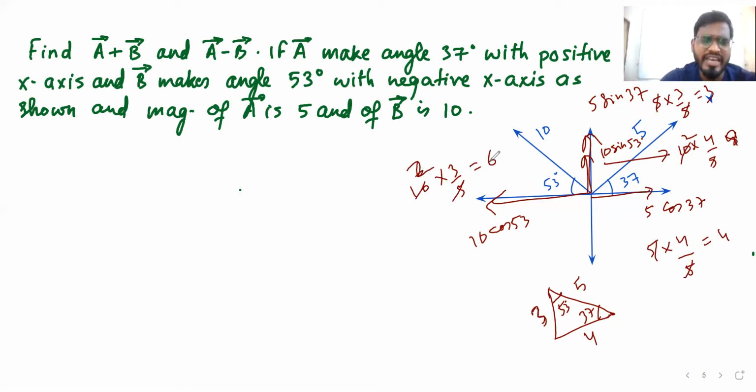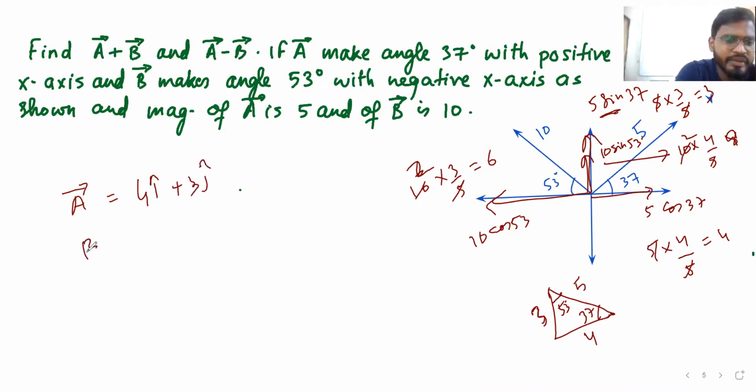That's it. Now first they are asking to find a plus b. First we have to find how many forces are acting in the x-axis and how many in the y-axis. Suppose we take the resultant in i cap. Let's take vector a. What forces are acting? Two forces, so we can say 4 i cap and 3 j cap.